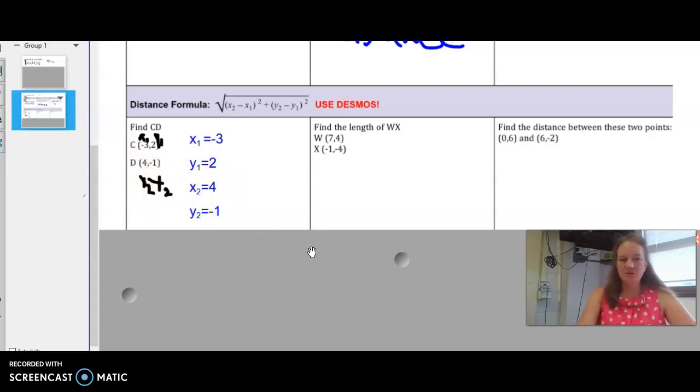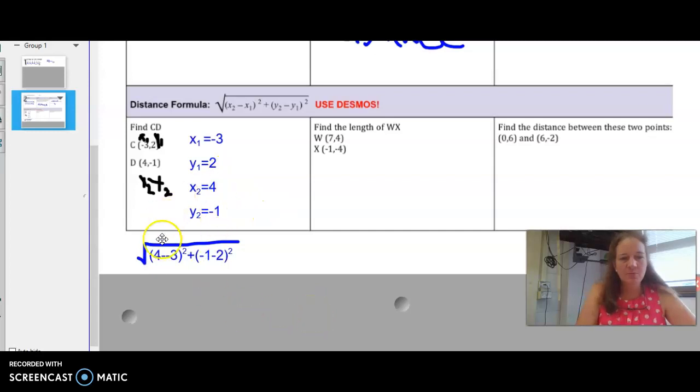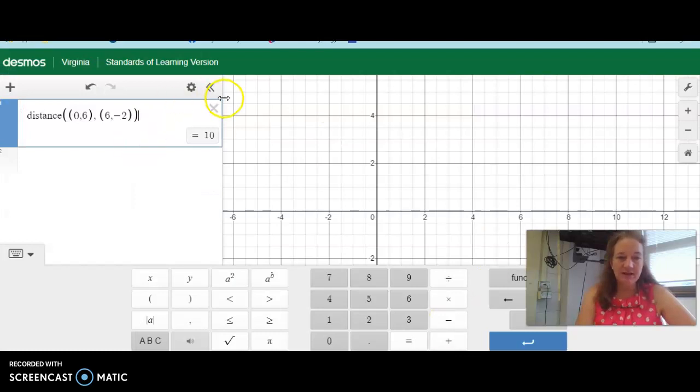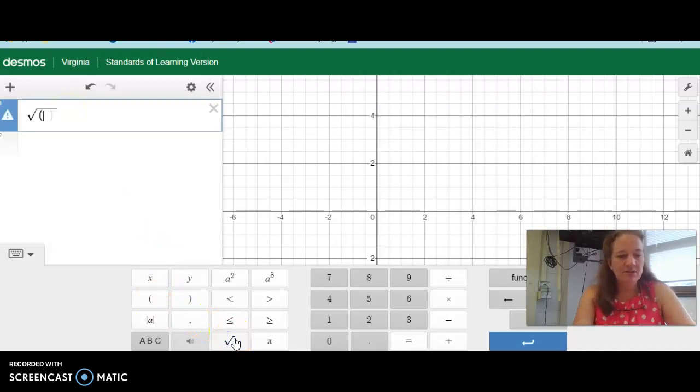So I've written all my substitution out, and then I'm going to plug each number in where it says to in the formula. Where I had x2, I put a 4. Where I had x1, I put a -3. Remember, it's minus already, so it's a minus minus. Then where I had y2, I put a -1, and for y1, I put a 2. And then I'm going to do the math. So I'm going to go to Desmos to do that. I'm not going to do all that math in my head. That's crazy talk. So I'm going to put my square root symbol in, and I'm going to type this in exactly the way that I had it on my paper.